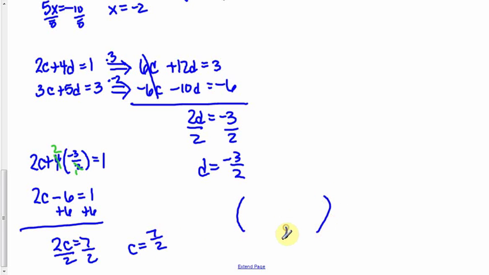When you have variables that are not x and y, you put them in alphabetical order. So since this is c and d, c will come before d. 7/2 and negative 3/2. Any questions?